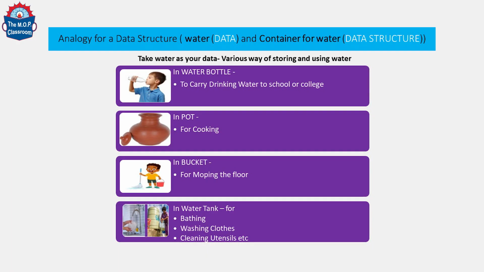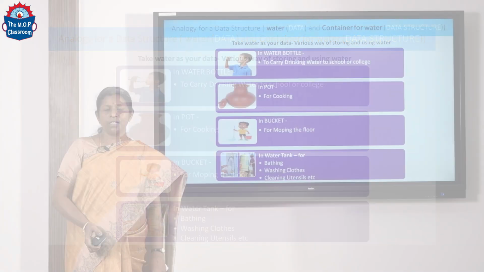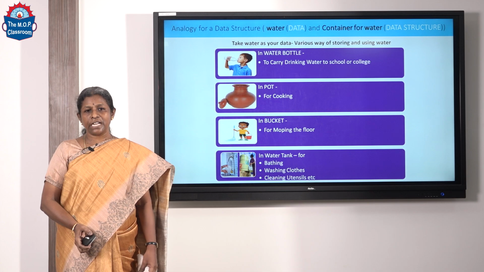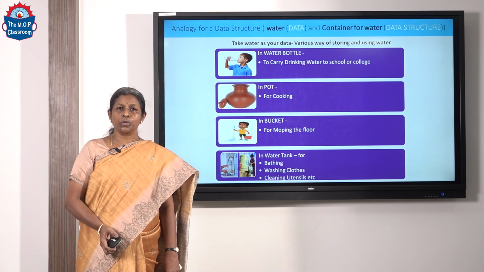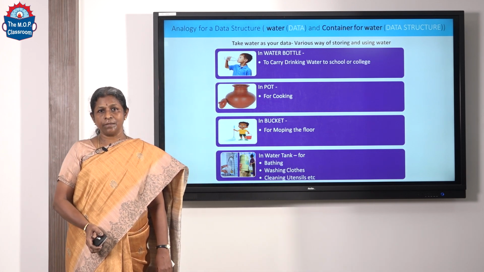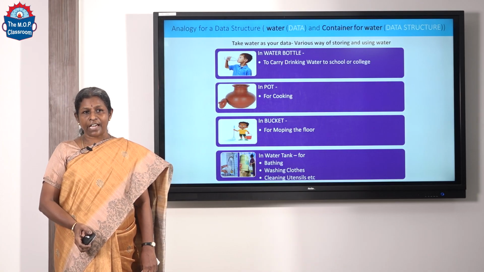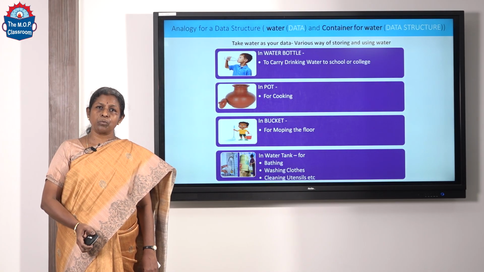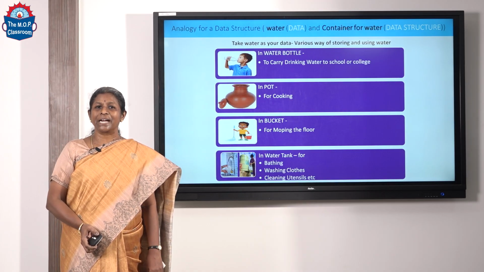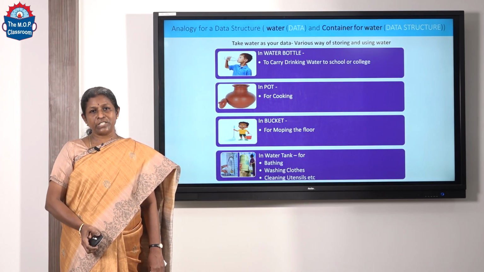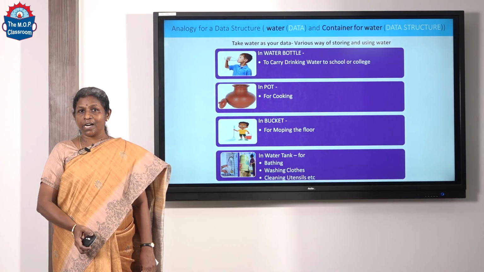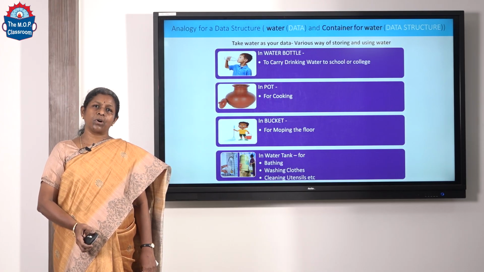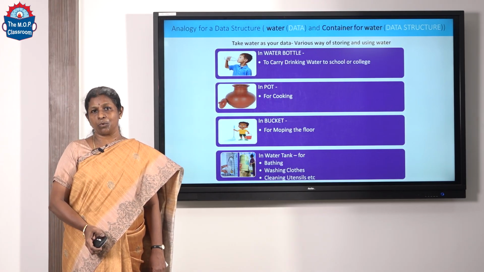So, we will see an example of data structure. For example, take water as the data and the container to store the water as the data structure. Suppose you want to carry water to school or college, it is best to choose a water bottle. In that case you cannot take a bucket or a pot. Which will be apt for you? You will take a water bottle. When you want to drink water, you just lift the water bottle and have the water.